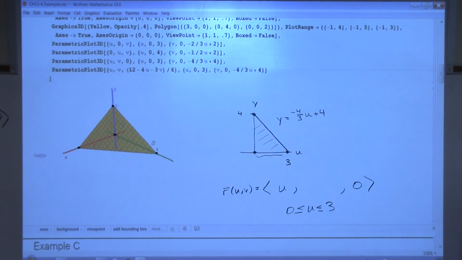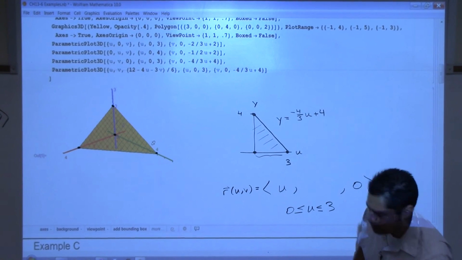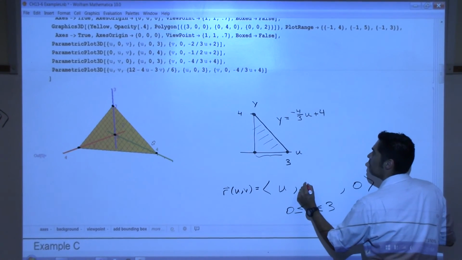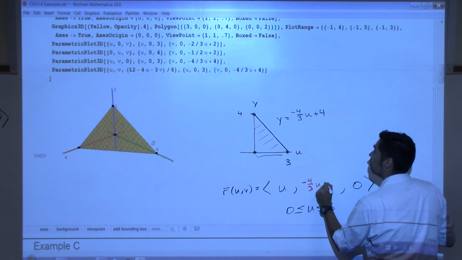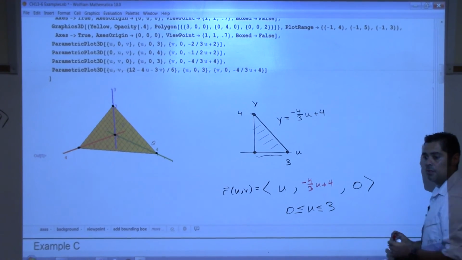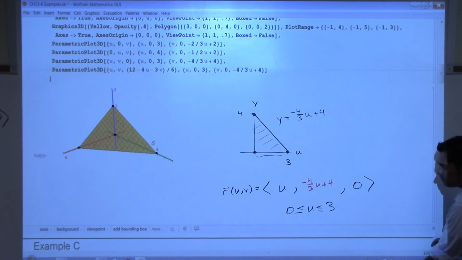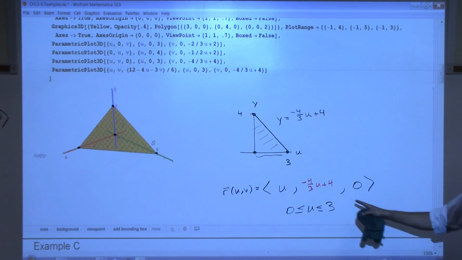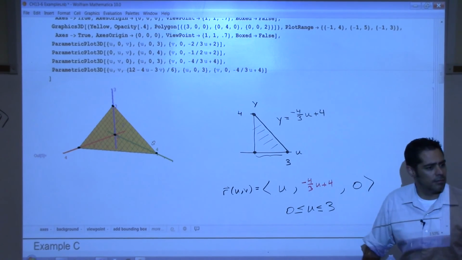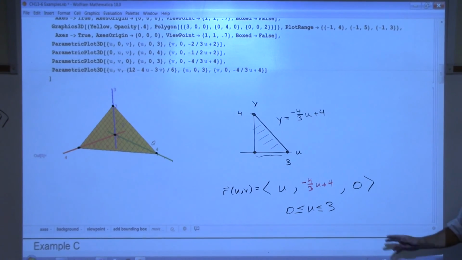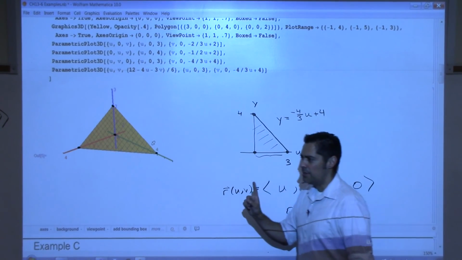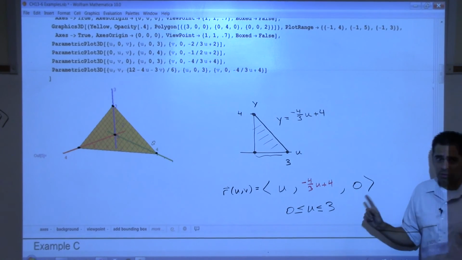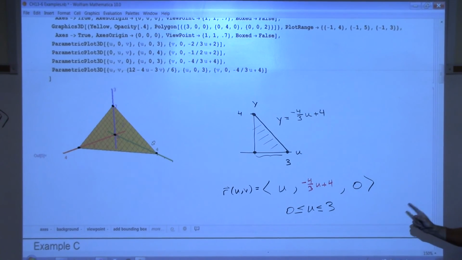Yes? Here's the mistake that people will make. What they will do is say, oh, okay. Well, that tells me what my y is, right? So my y is negative 4/3 u plus 4. They put that there. Why is this incorrect? Pardon me? You need to be in terms of v. Well, we haven't used v, right? If we haven't used v, then this is a function of one variable. And if this is a function of one variable, it doesn't draw a surface. It draws a curve. What curve is this drawing?